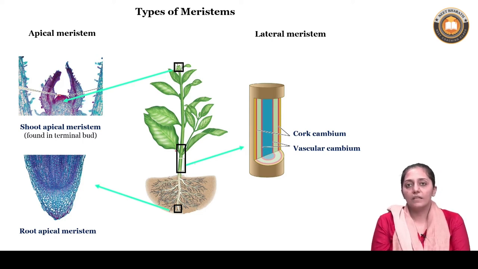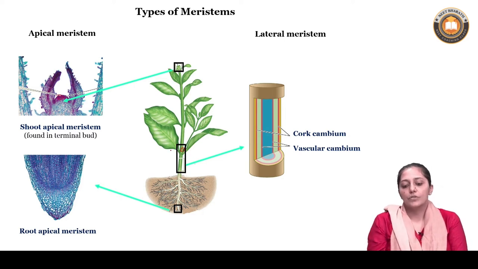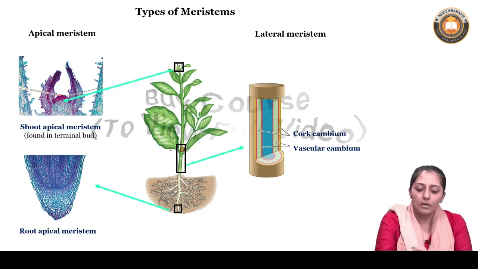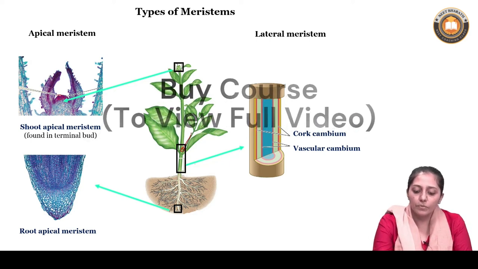So, these form the lateral meristems, and there is also the axillary meristem, which is responsible for branching, shown here in the nodal region. This is another kind of meristem which is responsible for the formation of new branches.